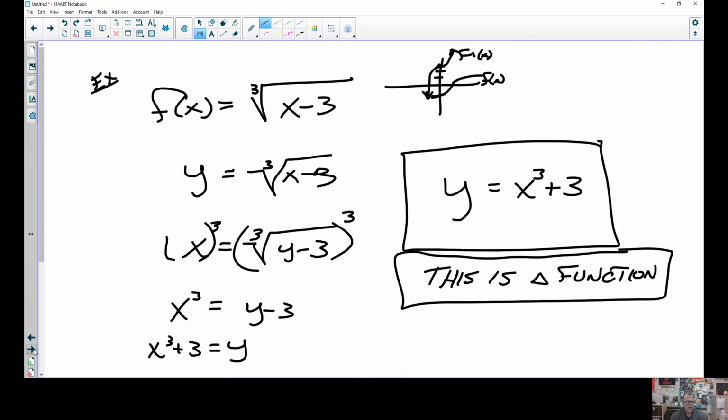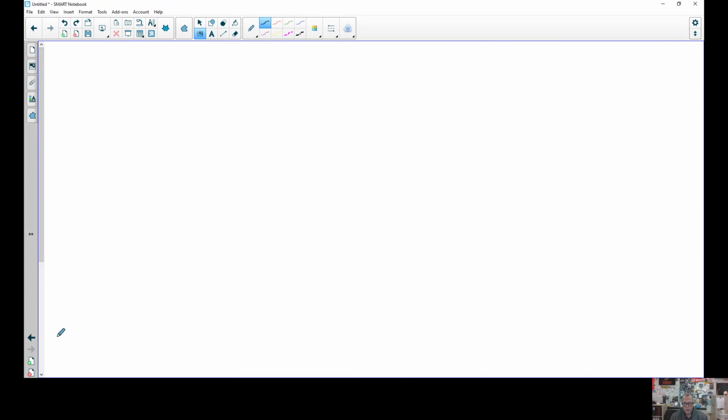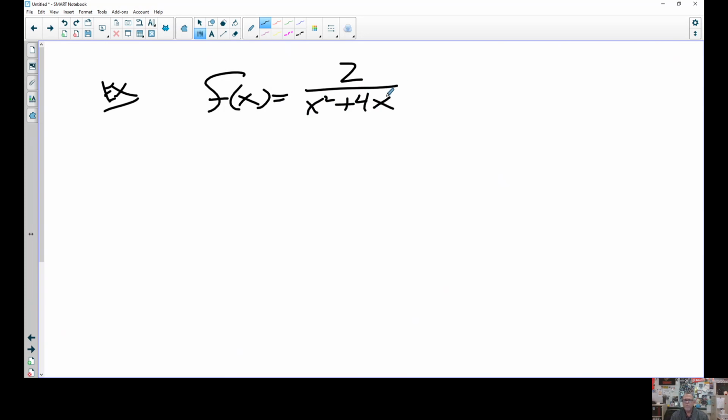And there are some, this may seem straightforward. You may remember doing this at some point, but there are some of these functions that are a little harder. I'm going to give you one just to also demonstrate the need to find some old stuff and use it. All right, so if you were given f of x equals 2 over x squared plus 4x.